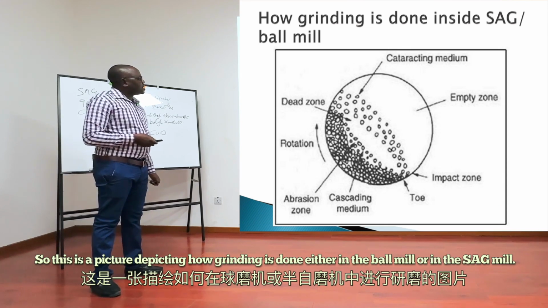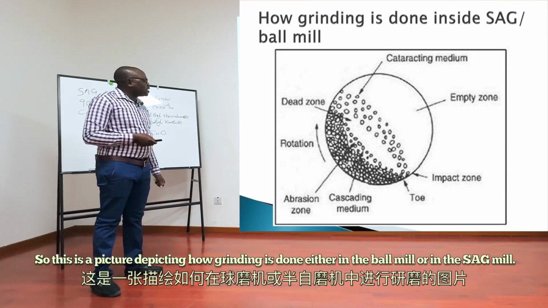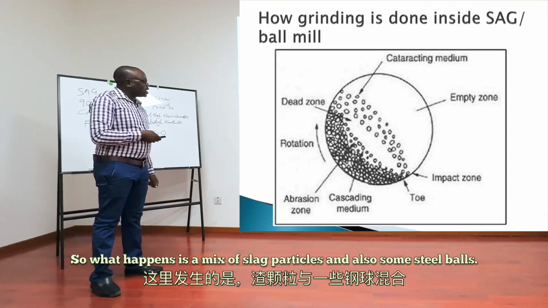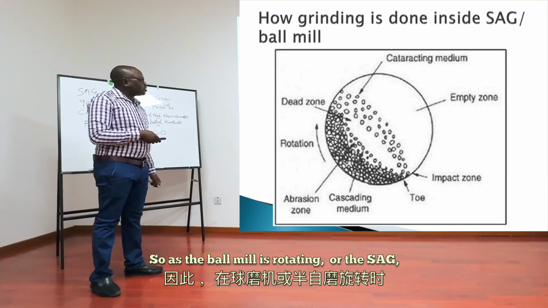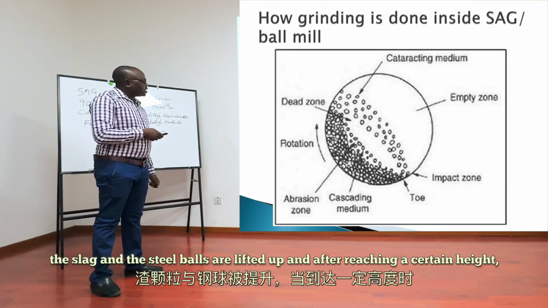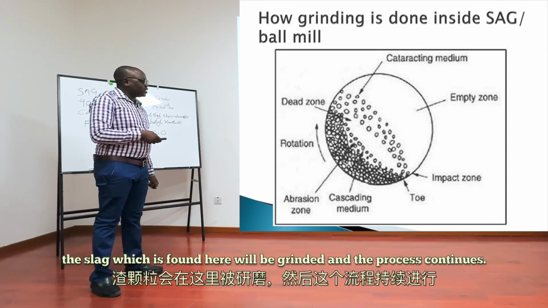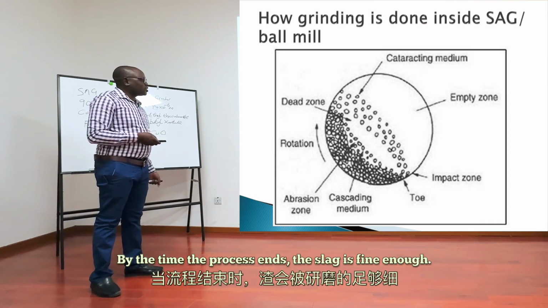So this is a picture depicting how grinding is done either in the ball mill or in the SAG mill. What happens is there is a mixture of slag particles and also some steel balls. As the ball mill, or the SAG, is rotating, the slag and the steel balls are lifted up, and after reaching a certain height they have to fall down. When they fall down, at the bottom here, the slag which is found here will be ground, and the process continues. So by the time the process ends, the slag is fine enough.